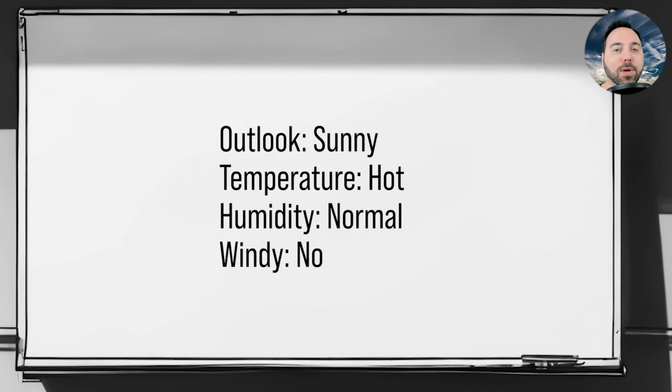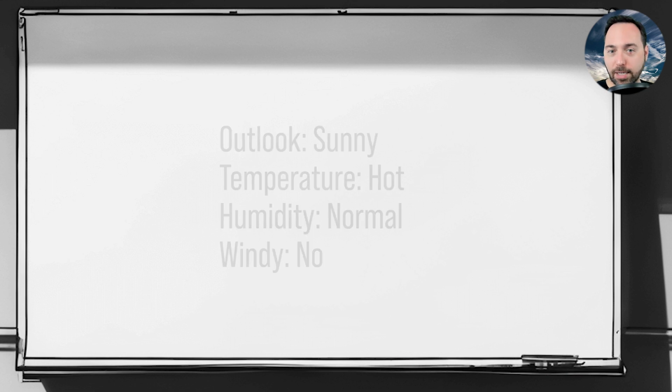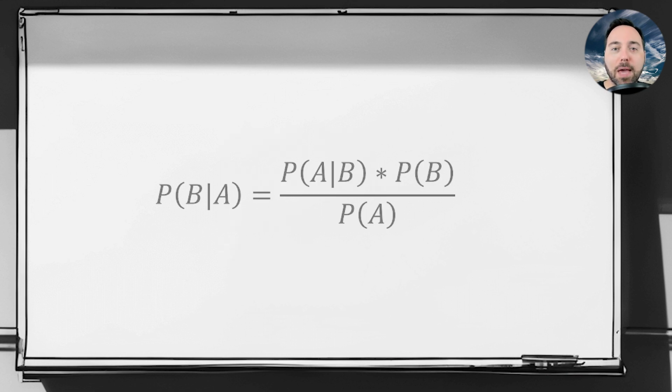Let's look outside the window and say that today's outlook is sunny, the temperature is hot, the humidity level is normal, and it's not a particularly windy day. Given these conditions, are we likely to golf or not? All of this starts with Bayes' theorem.